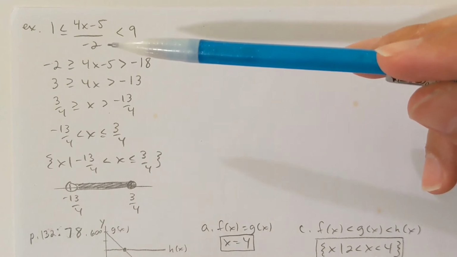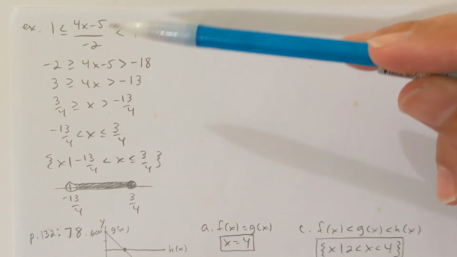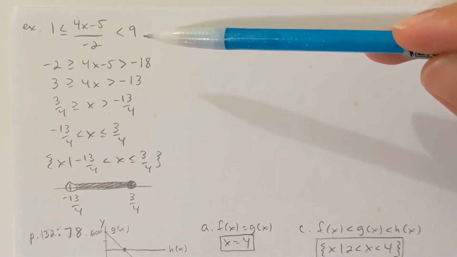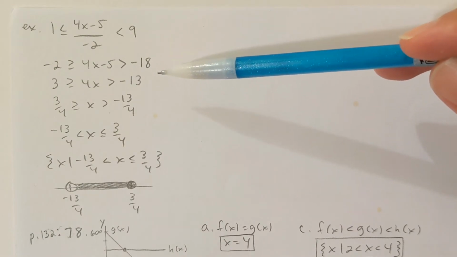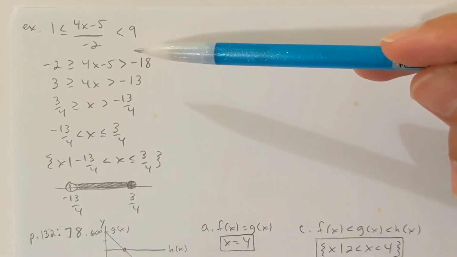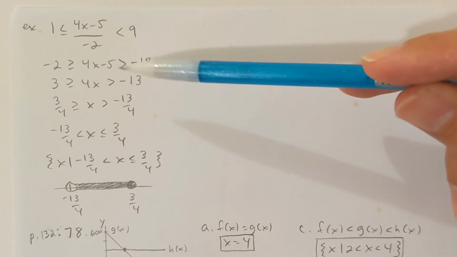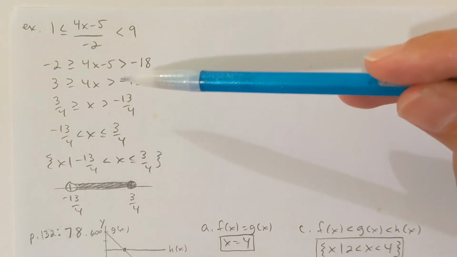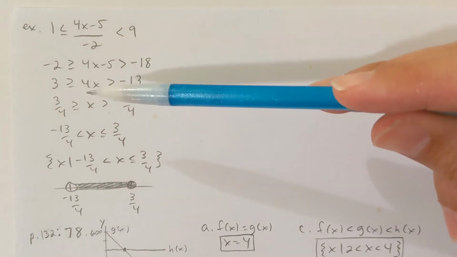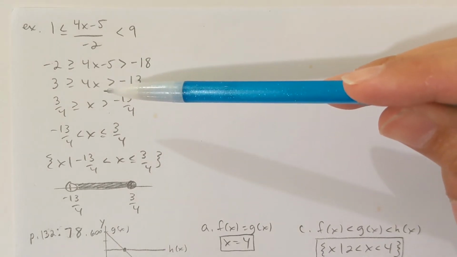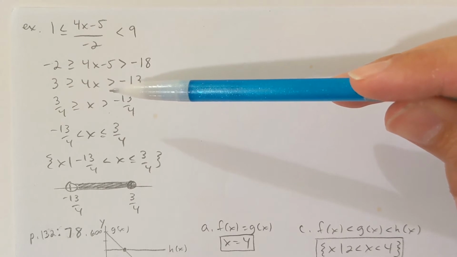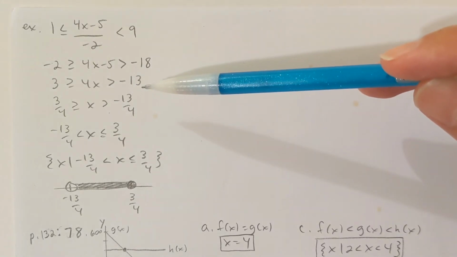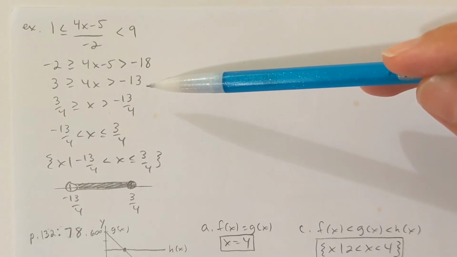then 1 times -2 is -2. Then -2's cancel, and 9 times -2 is -18. Now, because I'm multiplying by a negative, I've got to flip the signs. Okay, so I add 5 now. -2 plus 5 is 3. 4x minus 5 plus 5 is 4x. -13 minus 5 plus 5 is -13.